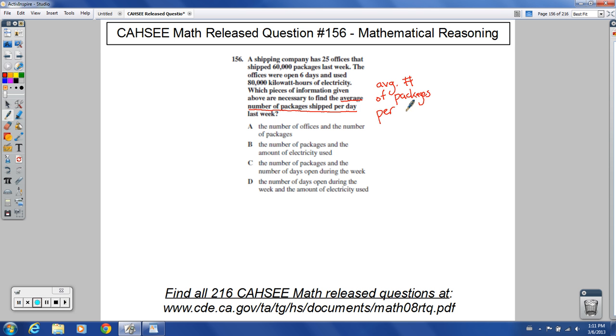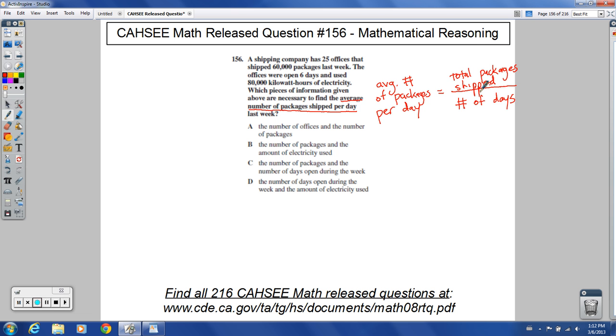There's that word per again. We saw that in the previous question. We should be thinking something divided by something. This would be the total packages shipped divided by, or per, the number of days. So the total packages divided by the number of days.